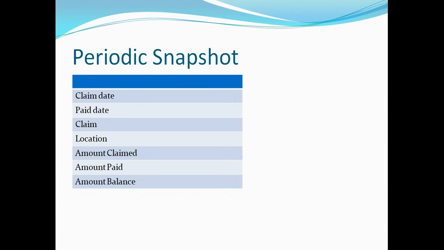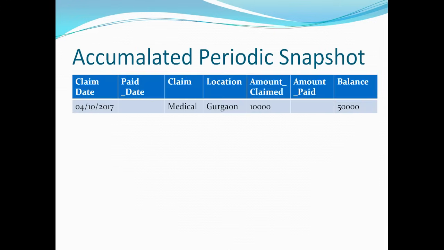When I submitted the claim, obviously the company will analyze it and it won't transfer the funds immediately. So the paid date, the amount paid, and the amount balance are unknown at that point of time. So the data that I'll have is the claim date, that I asked for the claim on 10th of October. The claim was of medical type. The location was Gurgaon. The amount that I have claimed is 10,000. My balance currently is 50,000. So I can go up to 50,000.